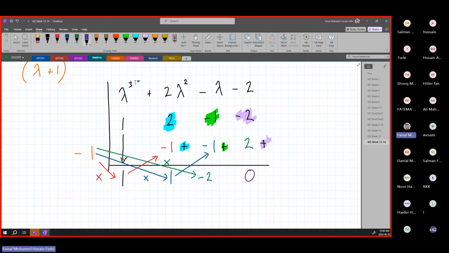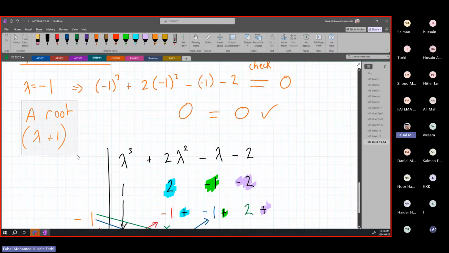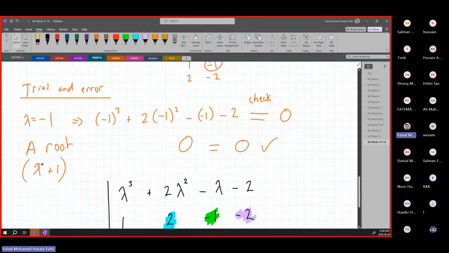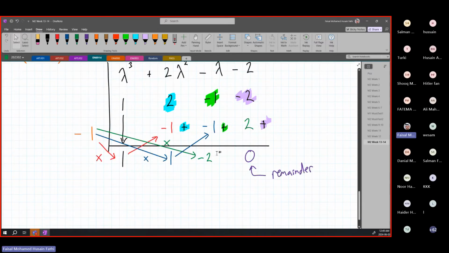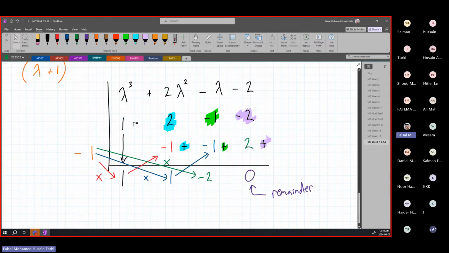If you're not getting 0, that means you made a mistake in your original solving. You made a mistake in finding out this is not actually a root, because this 0 basically means it is the remainder. If you have a remainder, it means this is not a root of your equation. Okay? This is one technique to do it quickly. Obviously, it took time with me because I'm explaining the concept, but if you understand how to do this, you can do it very quickly in the exam.